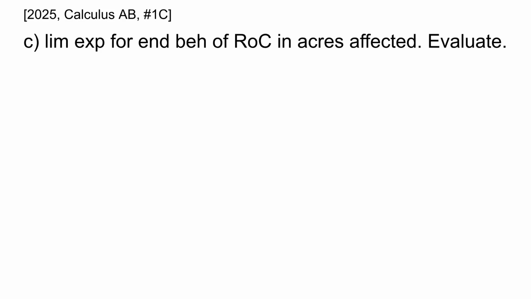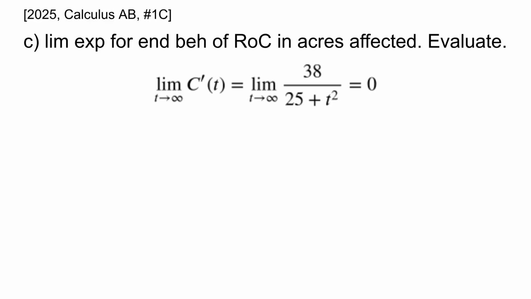In part C of this question, we are asked to write a limit expression for the end behavior of the rate of change in acres affected and to evaluate that limit. Well, we're given c prime of t, so we're going to take the limit as t approaches infinity of c prime of t. That's the limit as t approaches infinity of 38 over 25 plus t squared. And that's just going to equal 0 since the denominator is going to approach infinity while the numerator remains constant.